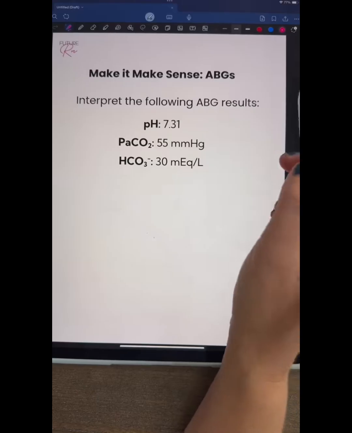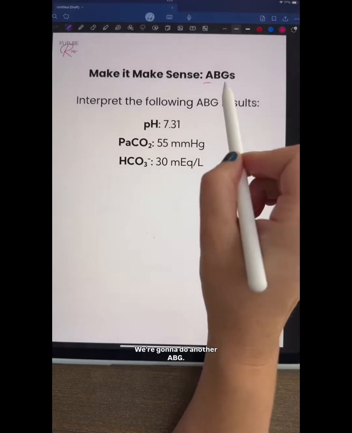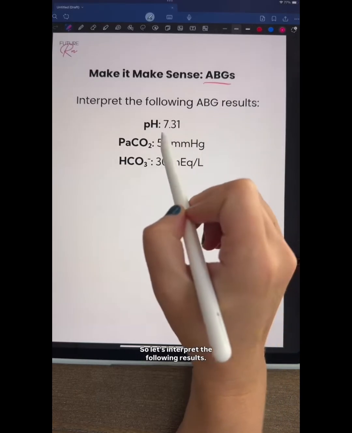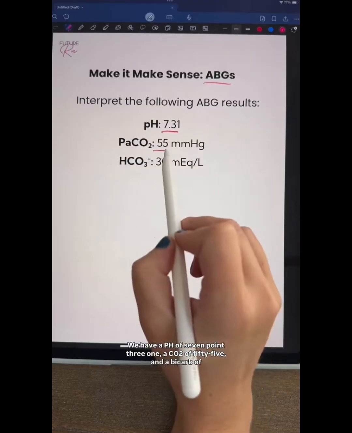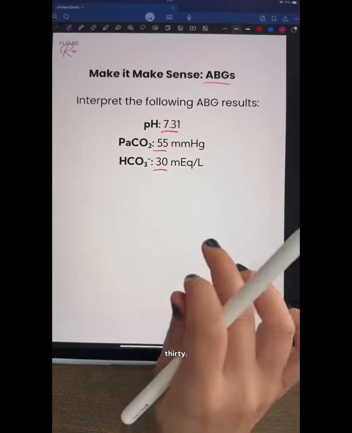Hey, nursing students, let's make it make sense. We're going to do another ABG. So let's interpret the following results. We have a pH of 7.31, a CO2 of 55, and a bicarb of 30.